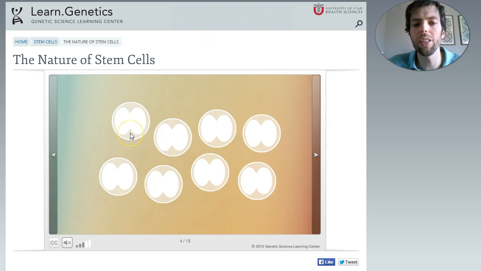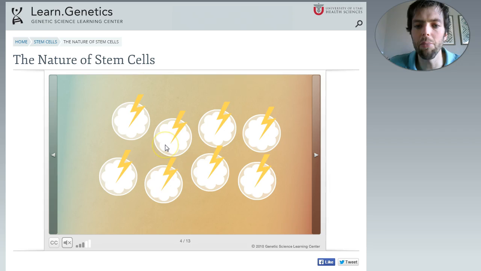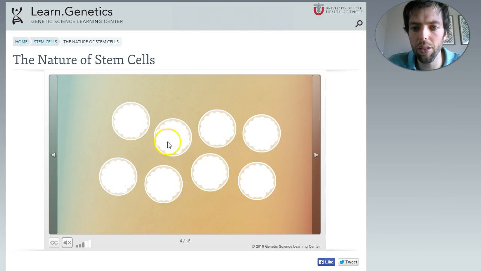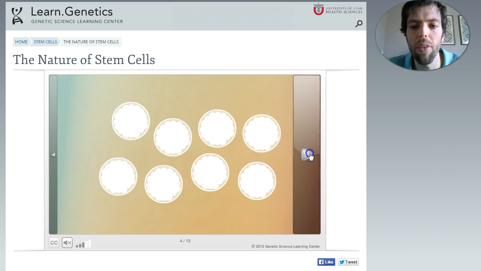Ta-da! And as that embryo starts to divide, it starts becoming a baby, which means these little embryonic stem cells are going to start to differentiate and assume certain jobs as the embryo becomes a fetus. Whoa, and electricity happens. Not really.